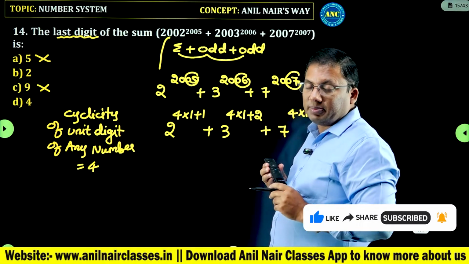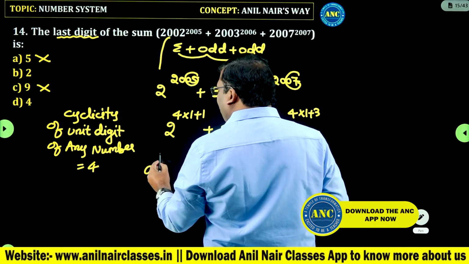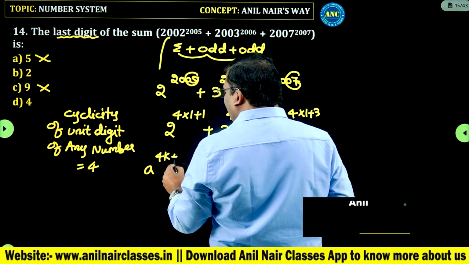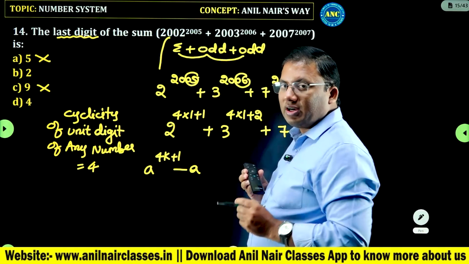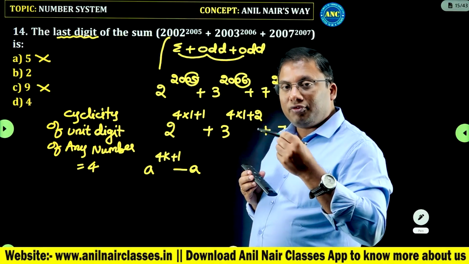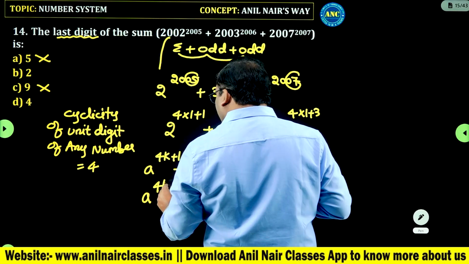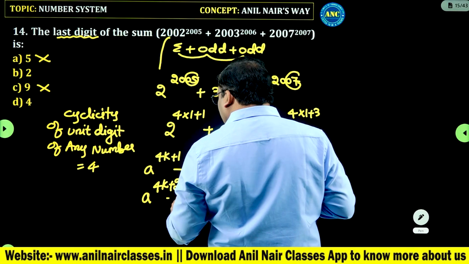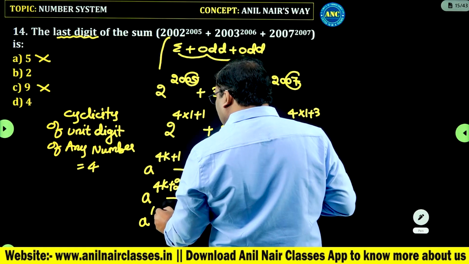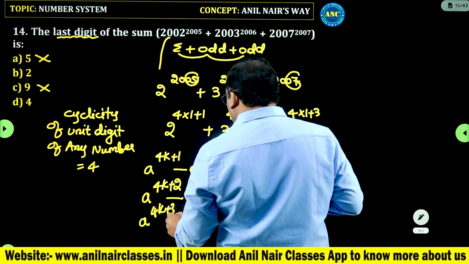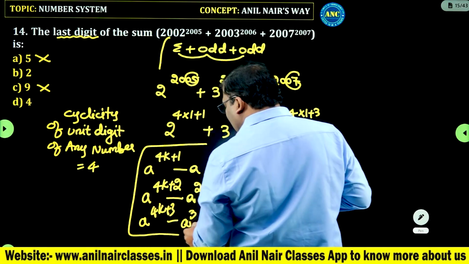You should know a concept in computing the unit digit of this kind of numbers. A power 4k plus 1. A power 1 after 4, right, it is A power 4k plus 1. A power 1 it is A. After 4 steps it will get repeated. A power 4k plus 2, after 4 steps it gets repeated, it is A square. A power 4k plus 3, after 4 steps it is A cube.